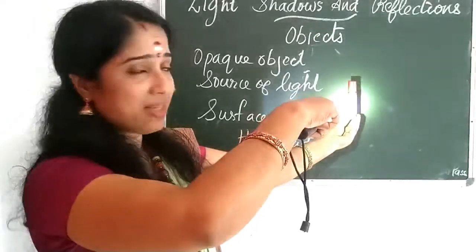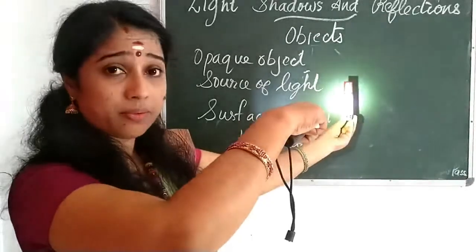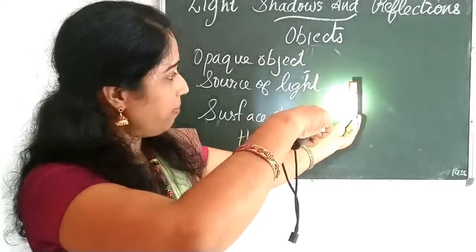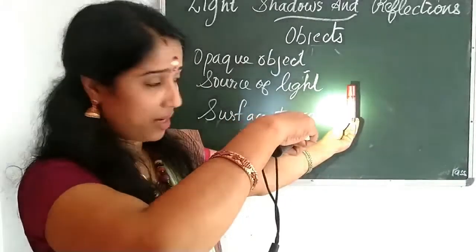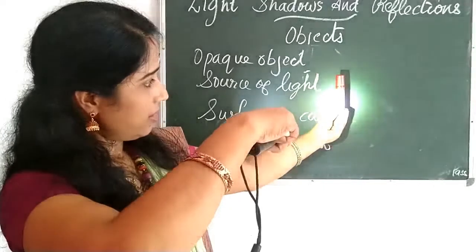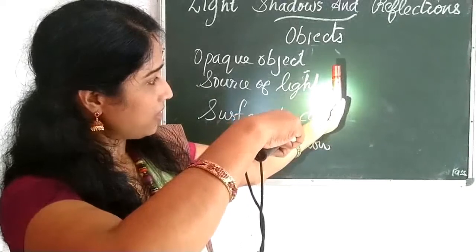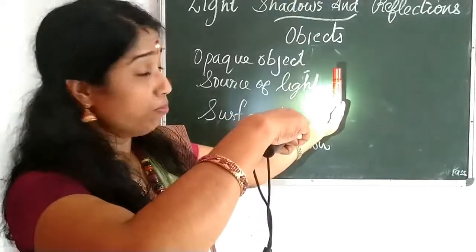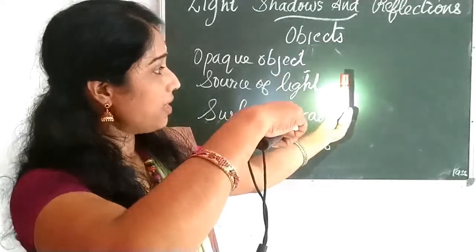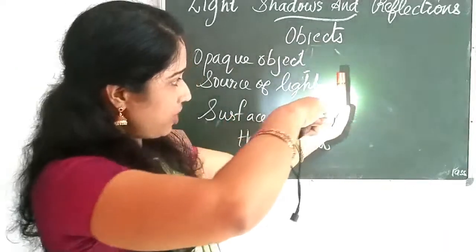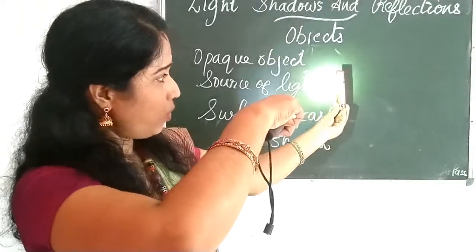You can see this object is red in color. Am I right? Yes. But can you see a red shadow there? No, you can see only black, or otherwise what? Otherwise the shades of grey. It is very clear. The source of light is from this side, and this is the opaque object, and the shadow is formed on the board. So the board is the surface. This torch is the source of light, this one is the opaque object, and the board is the surface to cast the shadow. I hope it is clear.